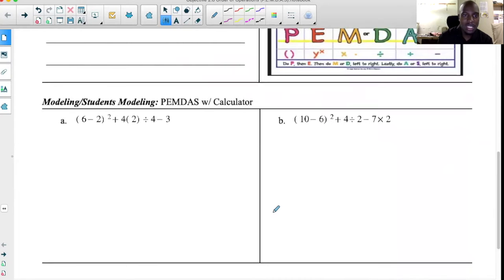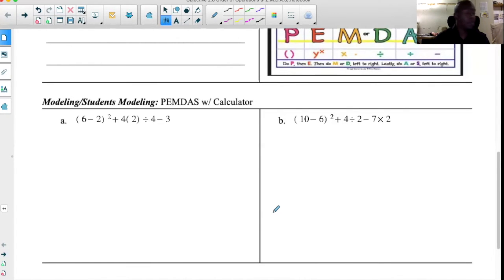Now, going into this particular modeling, there are 2 modeling examples here, A and B. What we'll do in class is we'll have one student model it and I'll do one. But for now, what I want to do is this.